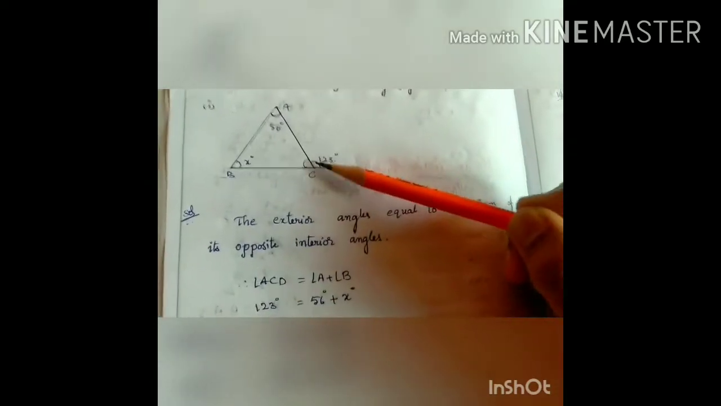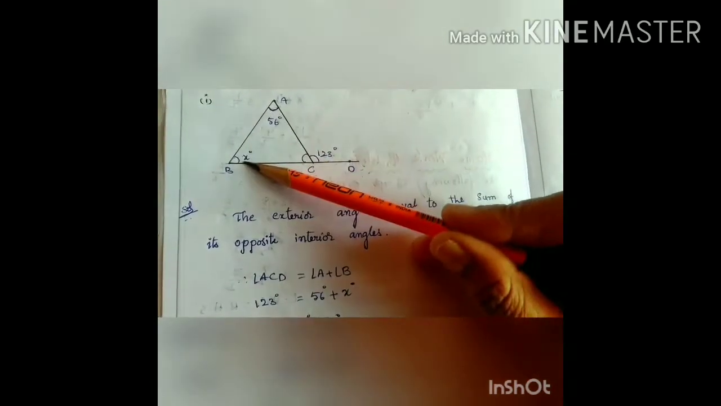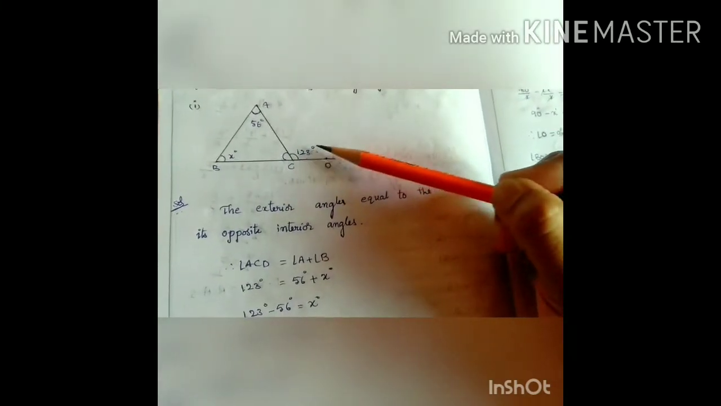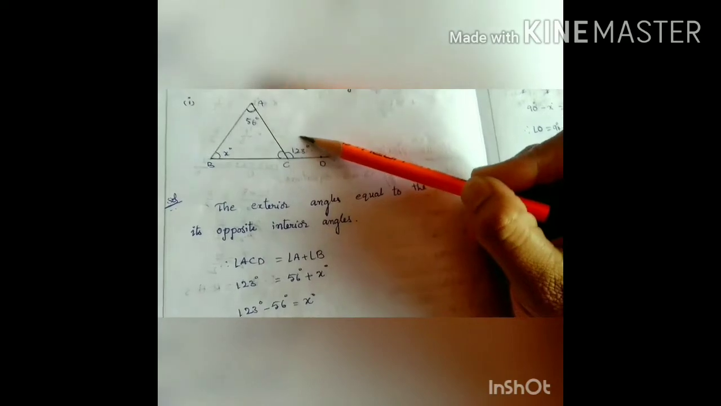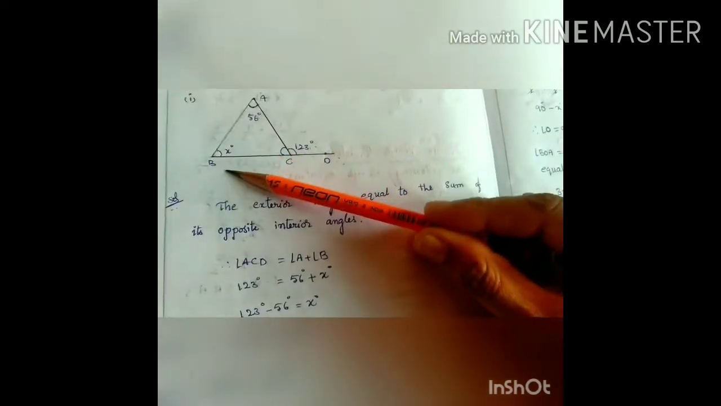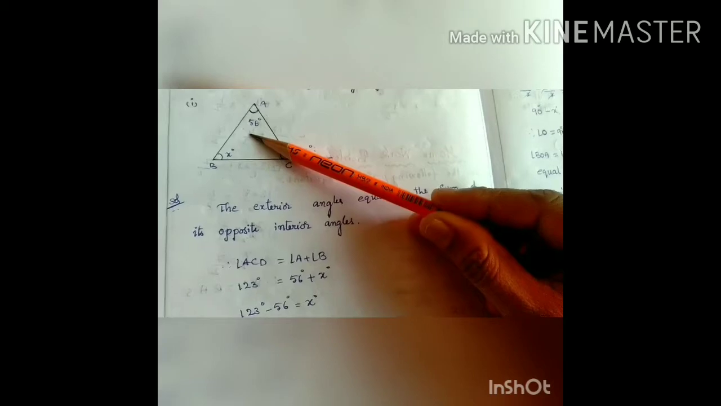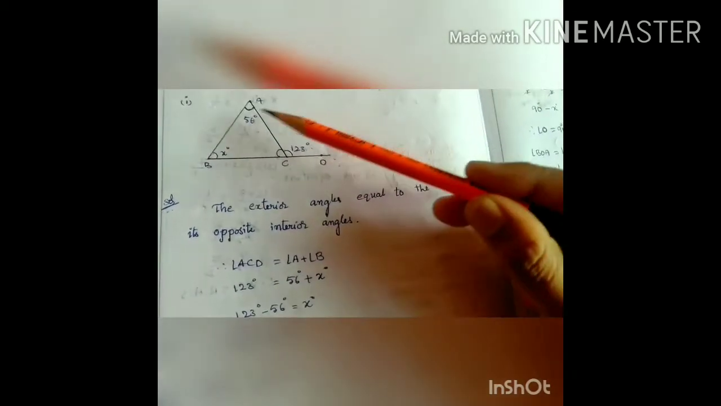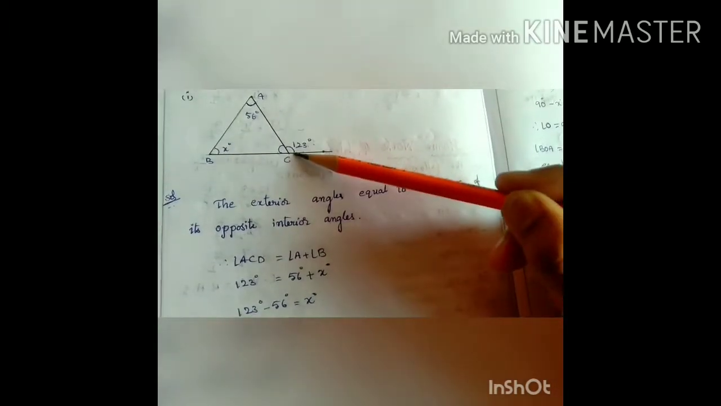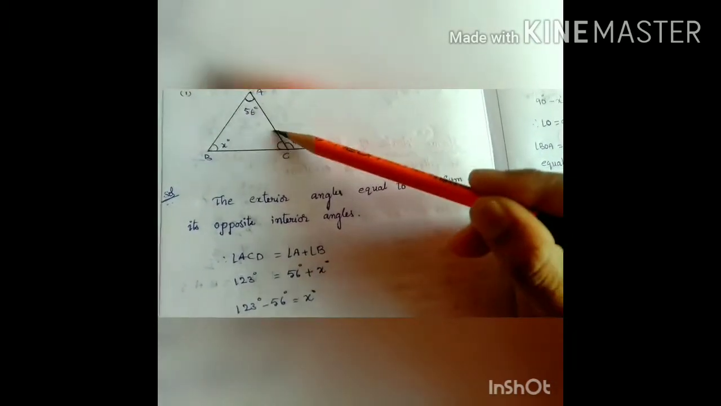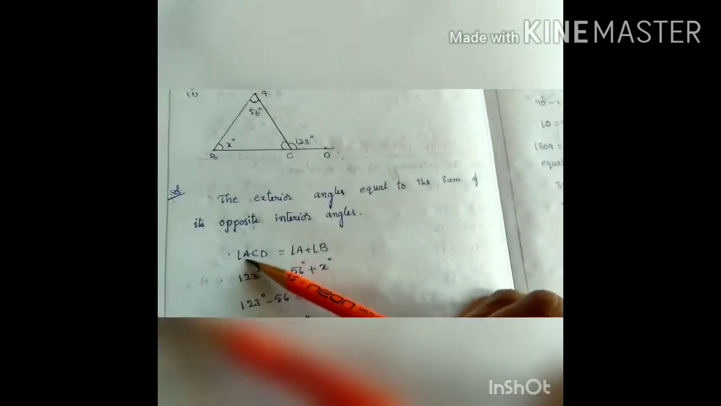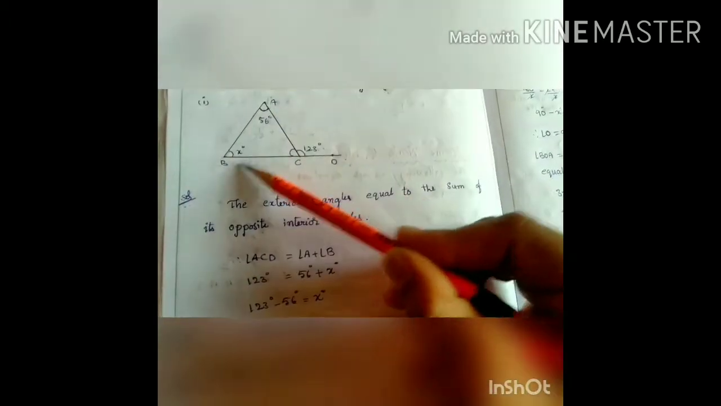Okay, there are interior angles and an exterior angle. The formula in triangles is that the exterior angle equals the sum of the opposite interior angles. Here, what is the exterior angle? Angle ACD. Therefore, angle ACD equals angle A plus angle B.